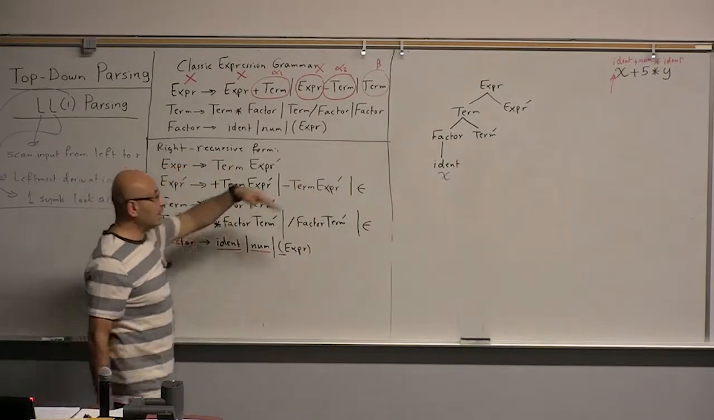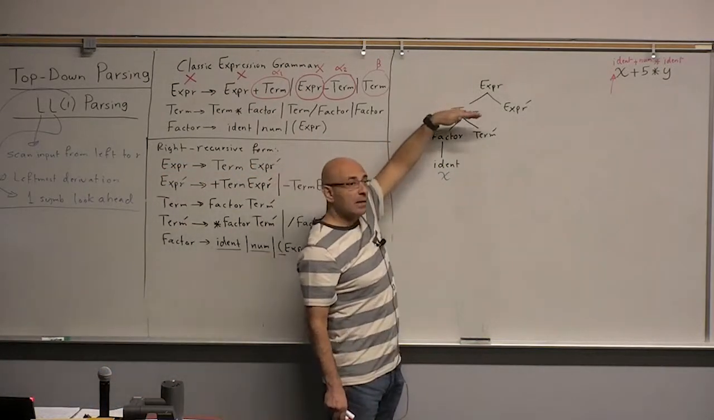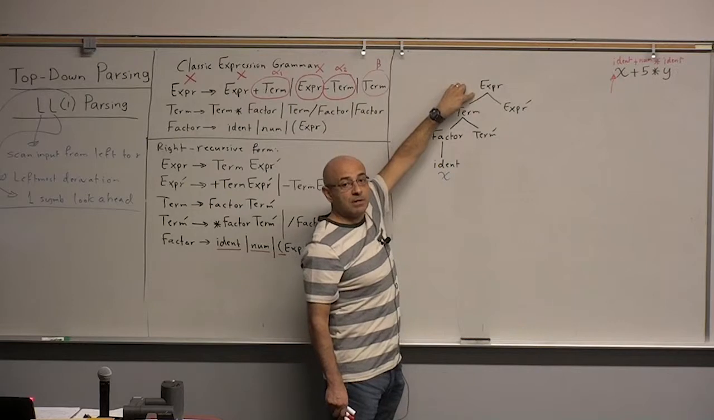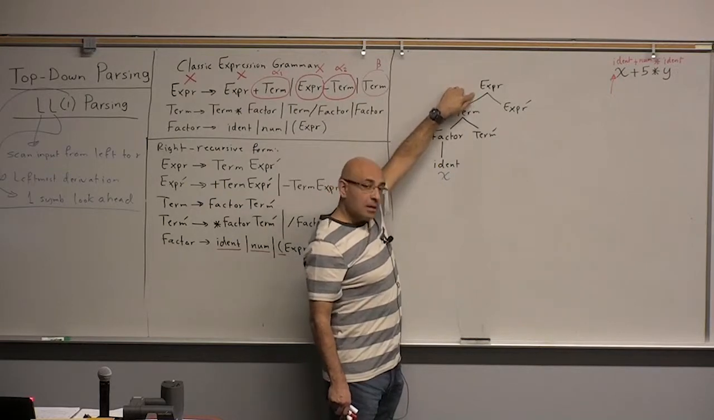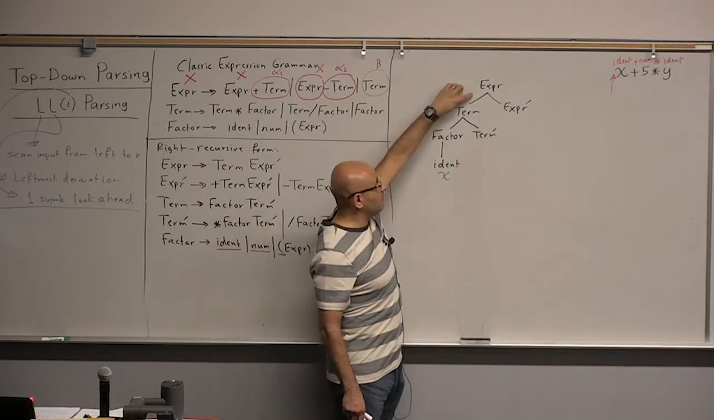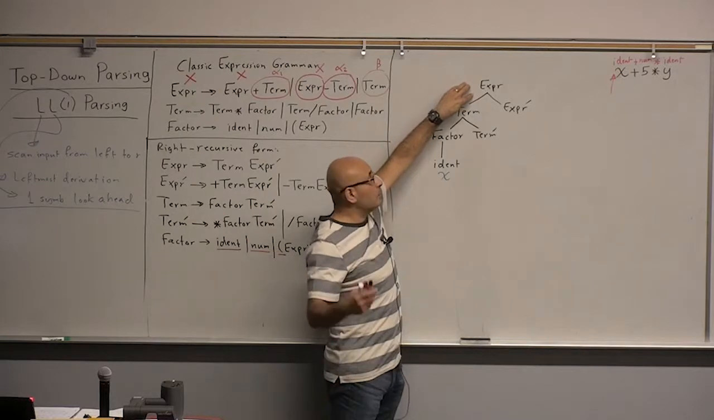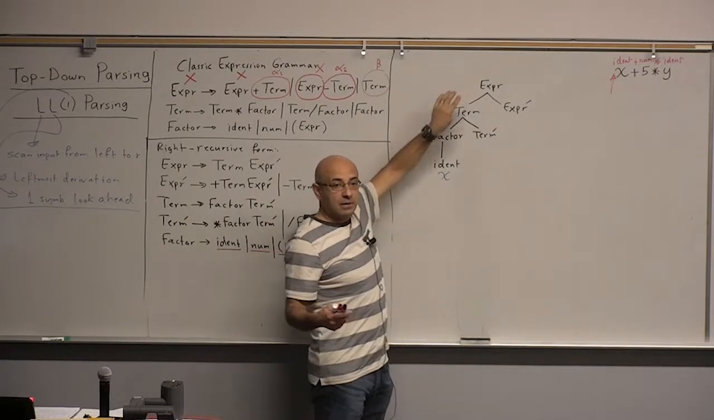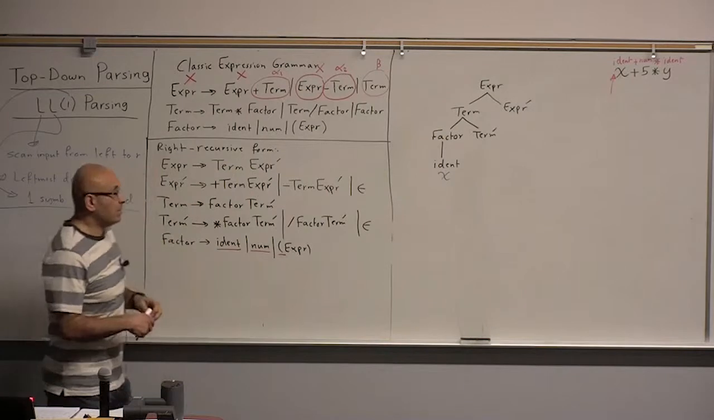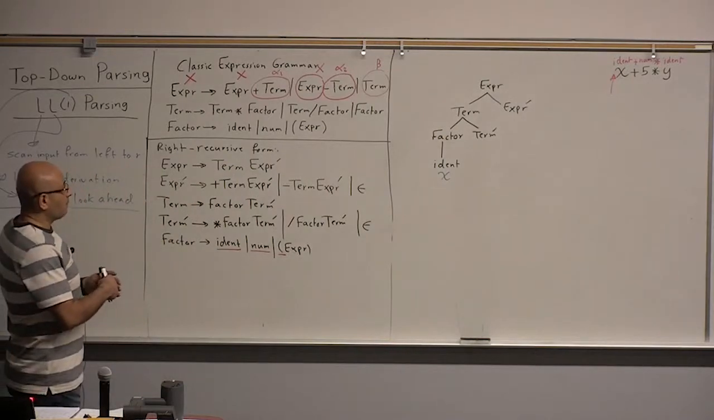We're trying to build the tree in a top-down manner. So the root of the tree will always be what? Expression. The root of the tree will be expression for this grammar, and in general, it will be the grammar's start variable.